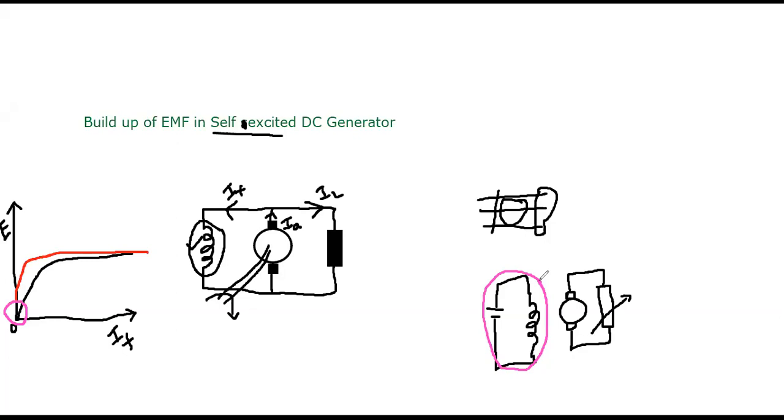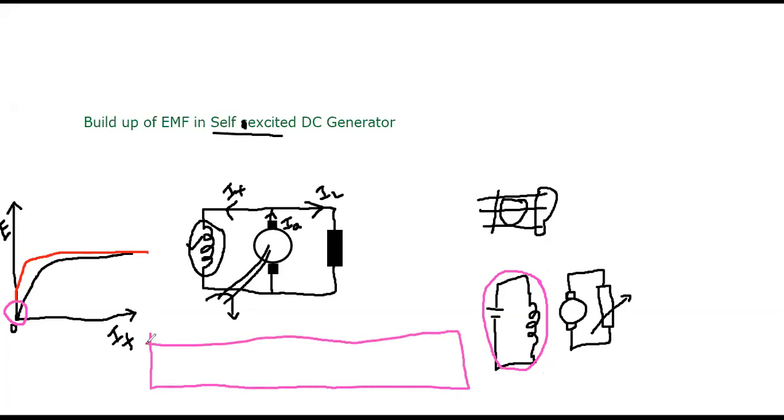Residual magnetism plays a vital role in the buildup of EMF. Suppose we consider a table which gives the data for the IF, the field current, as well as the induced EMF.